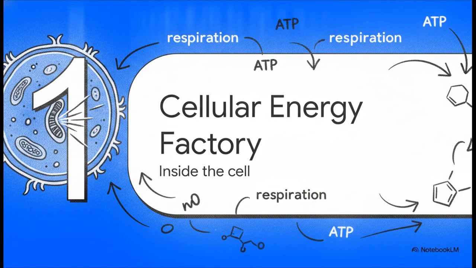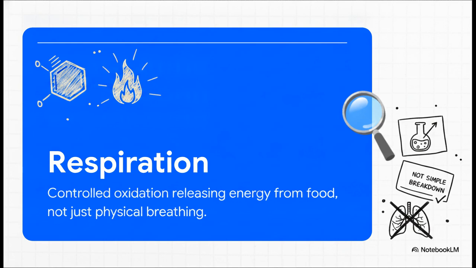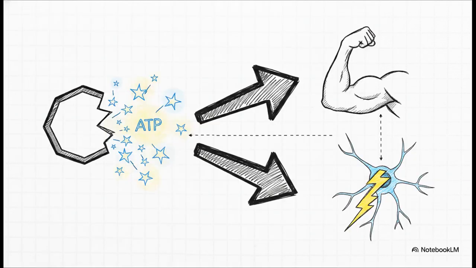Section 1. The Cellular Energy Factory. So, respiration. It's the biological process by which living organisms release energy from food, primarily glucose. But look at the explicitly labeled contrast card on screen here. This is a controlled oxidation process, not a simple breakdown, and it is definitely not just physical breathing. You gotta imagine it as a slow-burning fire happening right inside your cells, gradually releasing the energy that's locked away in that glucose. Let's see how this actually plays out functionally.